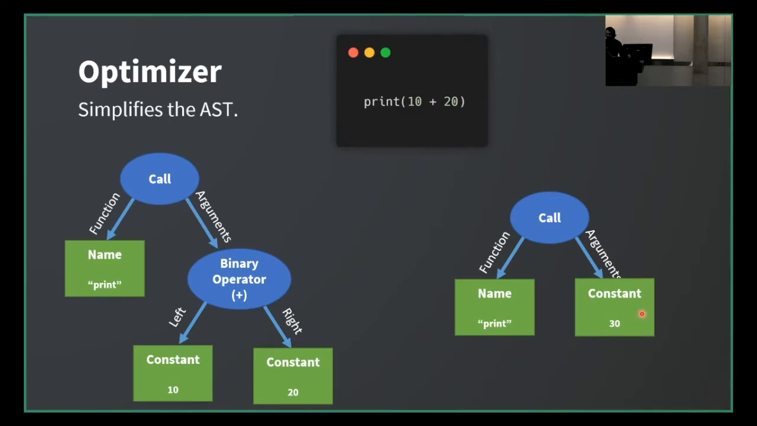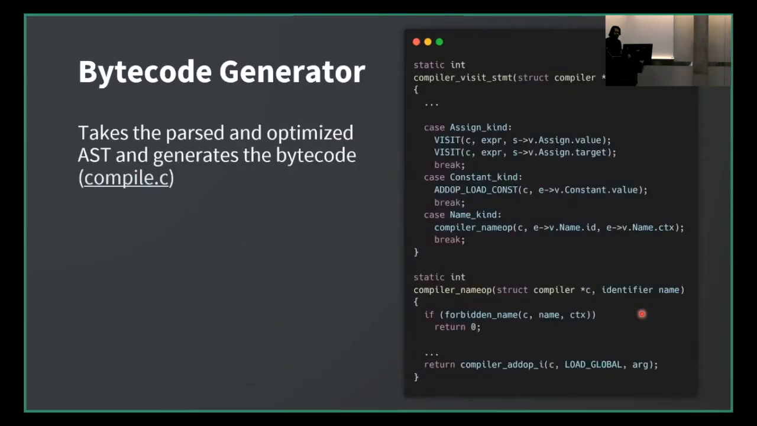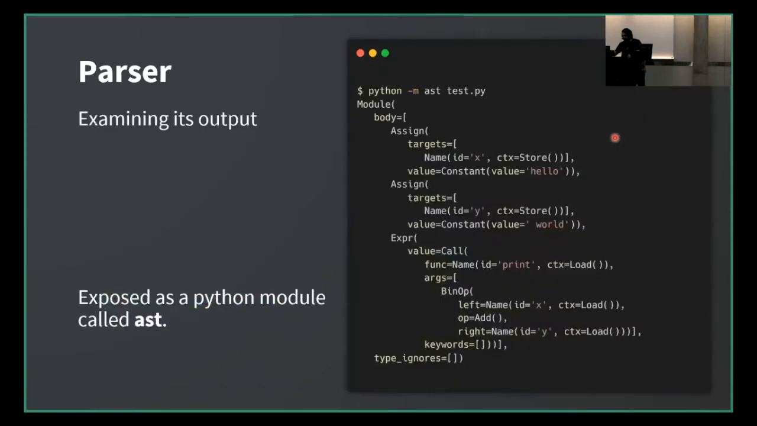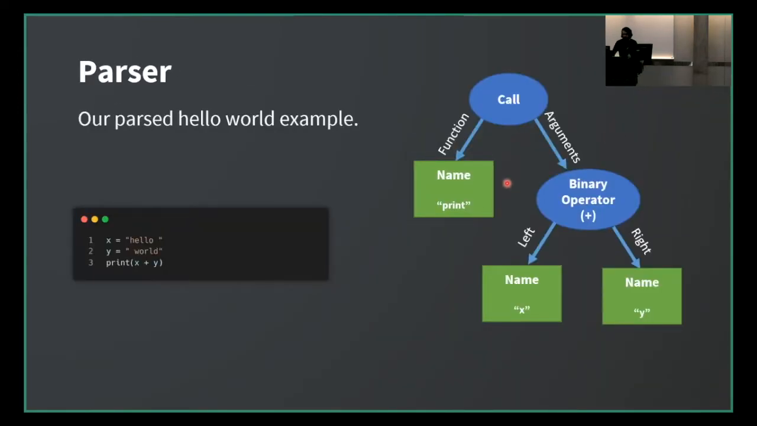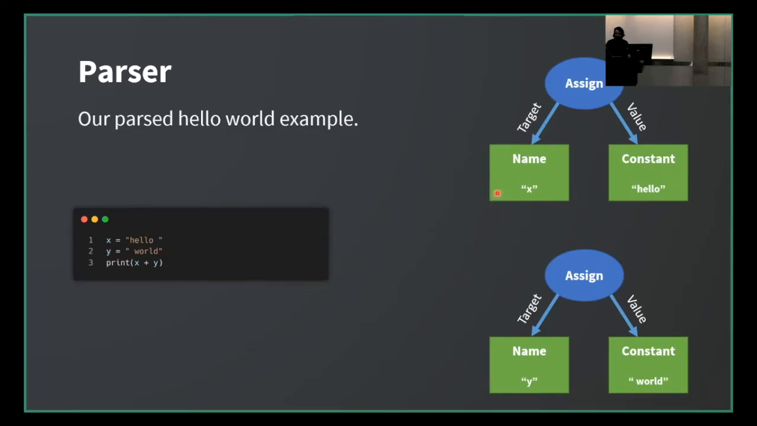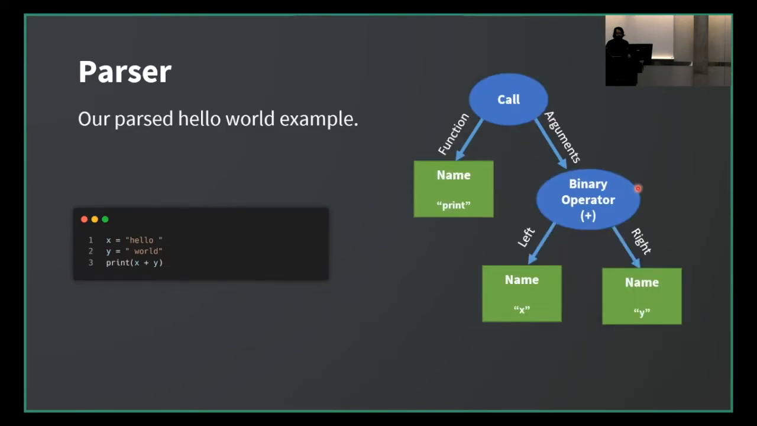And then once we have the simplified AST, the next step is to actually generate the bytecode from it. And for that, we have what's called an AST visitor. A visitor pattern is just where you traverse the entire AST, and you have cases for what to do depending on what node you land on. So for example, if we look at the assignment case, it's going to visit the value, and then it's going to visit the target of the assignment. And if you remember from our AST from earlier, the target of the assignment is the name x, and the value is the constant hello.